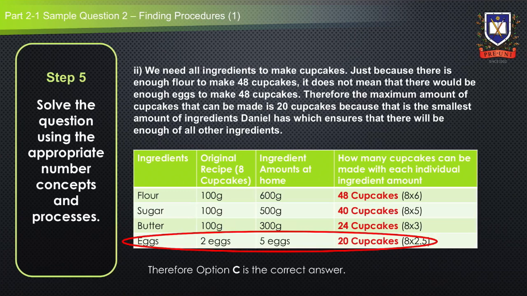Just because there is enough flour to make 48 cupcakes, it does not mean that there would be enough eggs to make 48 cupcakes. Therefore, the maximum amount of cupcakes that can be made is 20 cupcakes, as mentioned before, because eggs is the smallest amount of ingredients Daniel has, which ensures that there will be enough of all the ingredients. Therefore, option C is the correct answer.